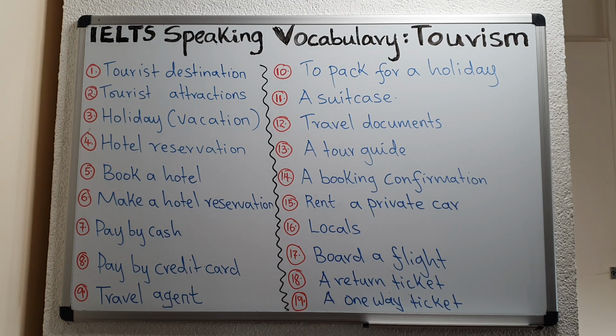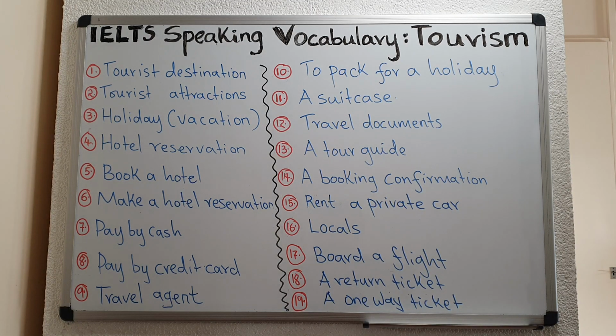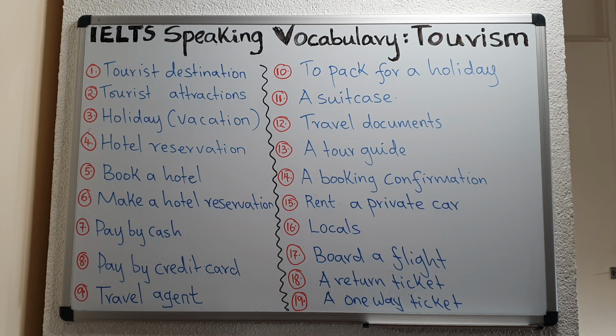London has a lot of tourist attractions. For example, the Big Ben, the London Eye, the River Thames. All of those are tourist attractions in London. Number 3, holiday. I would like to go on holiday to Mauritius because they have a lot of beautiful sandy beaches.